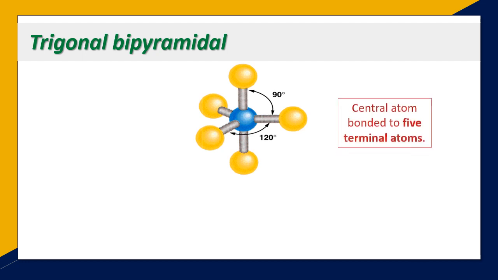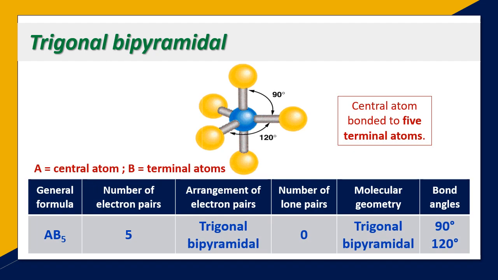For a trigonal bipyramidal, the central atom is bonded to 5 terminal atoms. The general formula for the molecule is AB5, whereas we have a total of 5 electron pairs. The 5 bond pairs are arranged in trigonal bipyramidal. Without the presence of any lone pairs, the molecular geometry will be trigonal bipyramidal. The bond angles between the bond pairs are 90 degrees and 120 degrees.